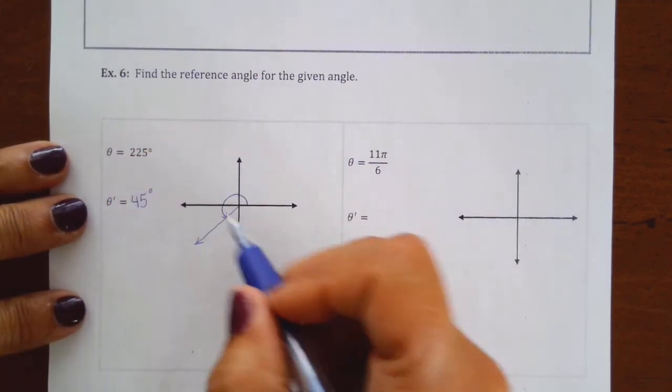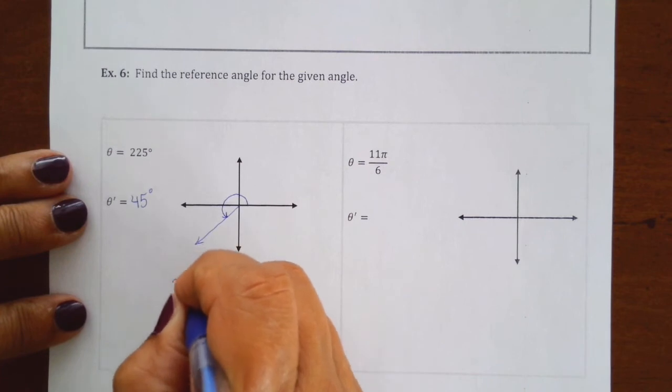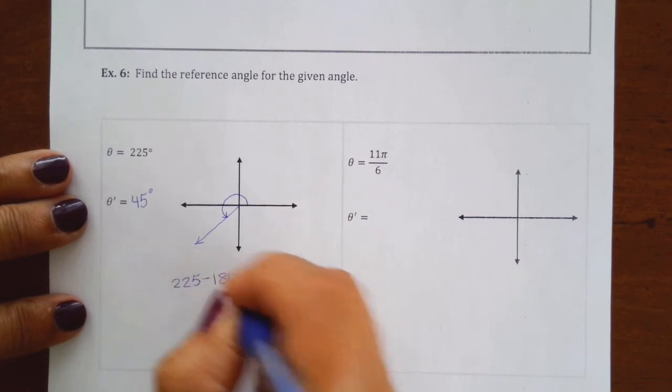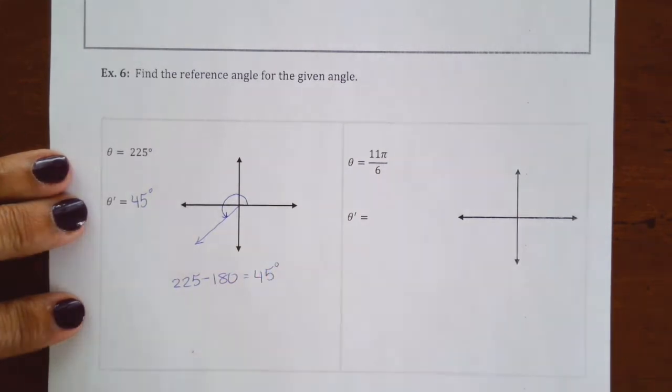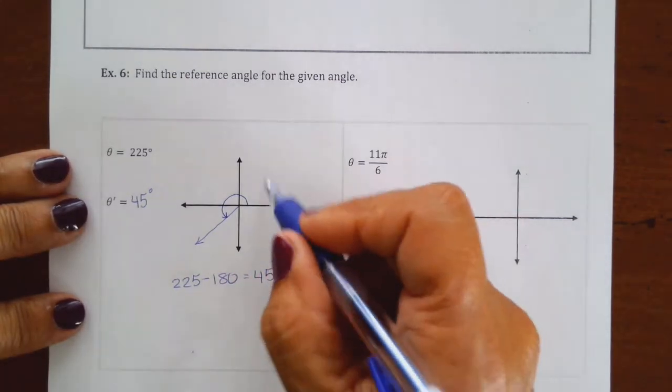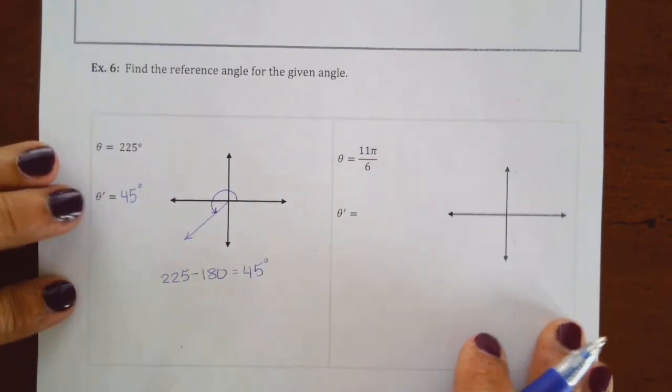Now if you forget that that's 225, when you're in the third quadrant, the way that you find the reference angle is to take the angle and subtract 180 from it. So that would give you the 45 degrees. Okay? But again, if you know the degrees, and if it's on the unit circle, then that kind of makes it a little bit easier.